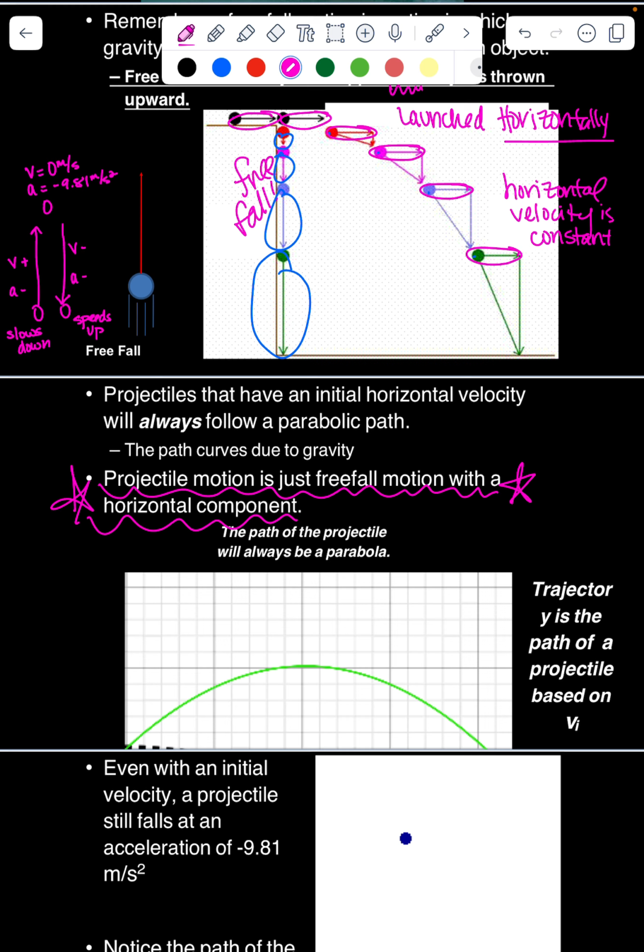All right, so the next thing that I really want you to focus on is this word right here. I hate that it's on two lines. It is the word trajectory. You're going to hear us use that word a lot. The trajectory of something is just the path. So a projectile will always have a parabolic trajectory. That just means that it's always going to follow a parabolic path. It's always going to look like a parabola.